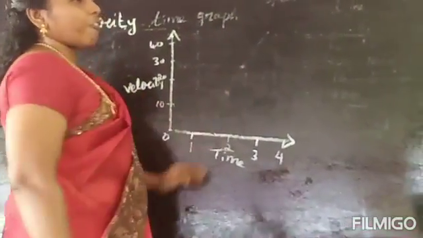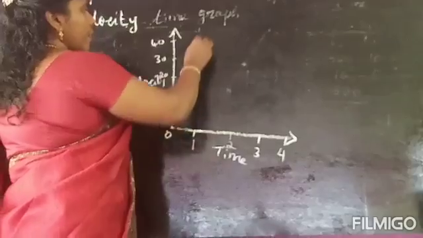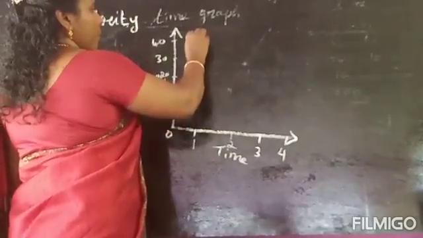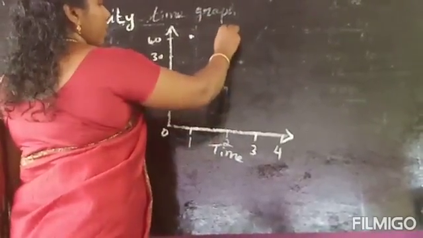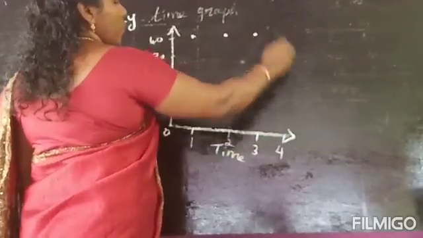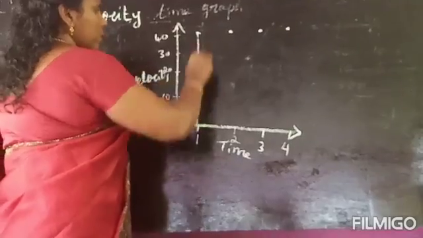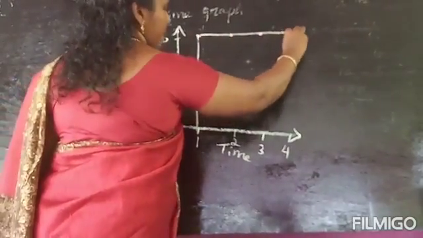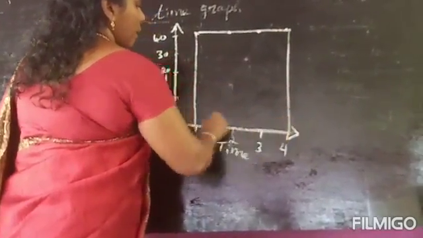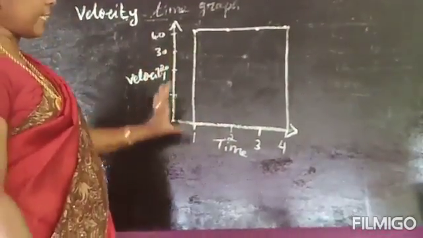For that we are plotting the graph. Here 1 hour, 40 km, plot the point. 2 hour also 40 km, 3 hour 40 km, 4 hour 40 km. Now just draw a line. Now a rectangle shape came.